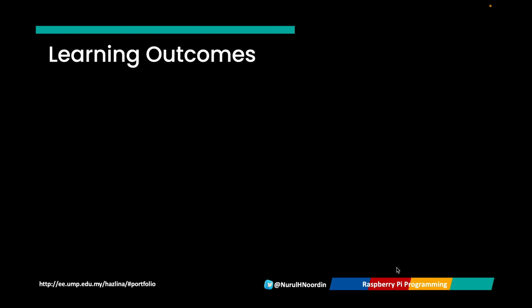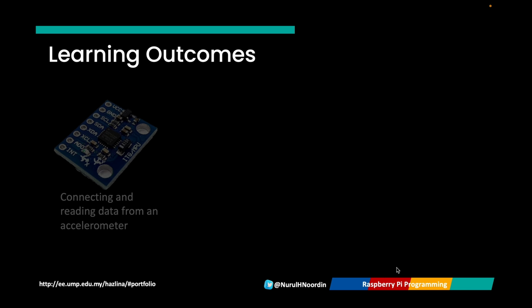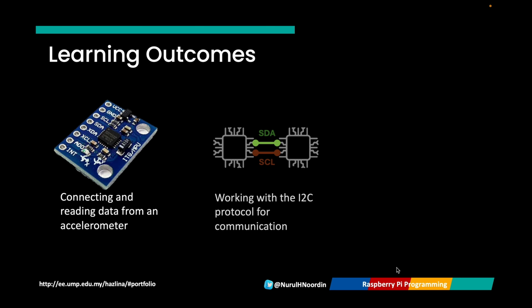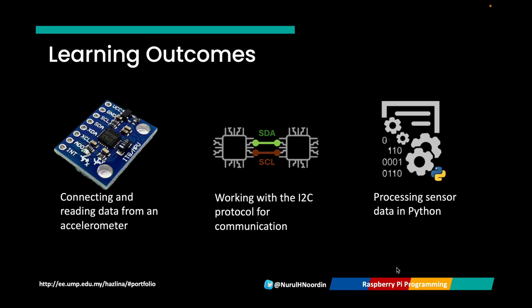Communication protocols are the foundation of how microcontrollers interact with sensors and external devices. In embedded systems, 3 widely used protocols are SPI, I2C, and UART. Each of these has different speed, wiring complexity, and data transfer methods, making them suitable for specific applications. Understanding these protocols is key to working with various electronic components. Throughout this module, we'll connect an accelerometer to a Raspberry Pi and read the accelerometer data, working with I2C protocol for communication, and processing sensor data in Python.